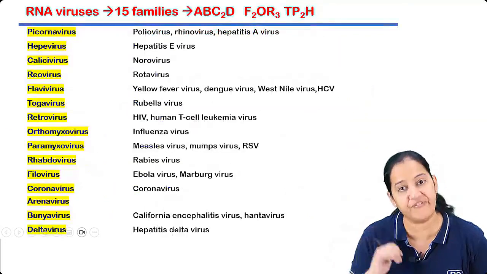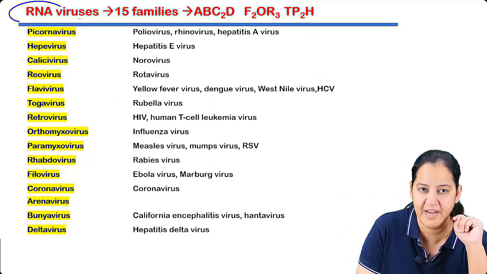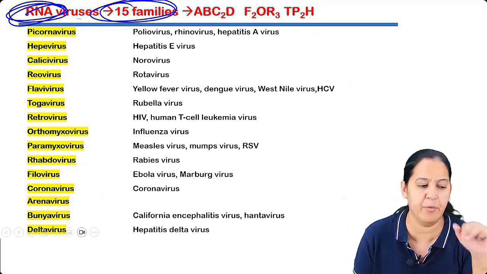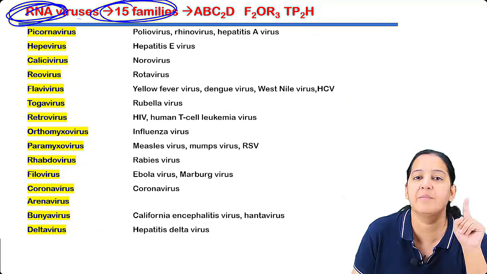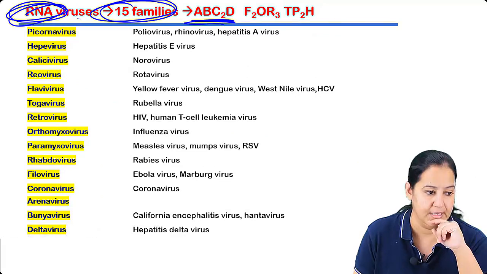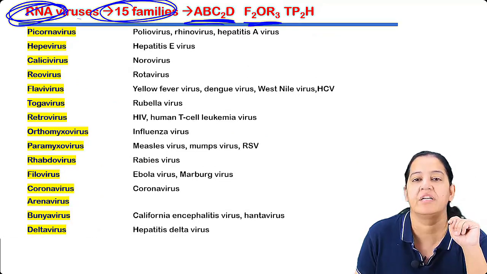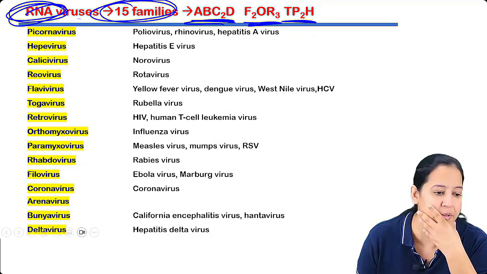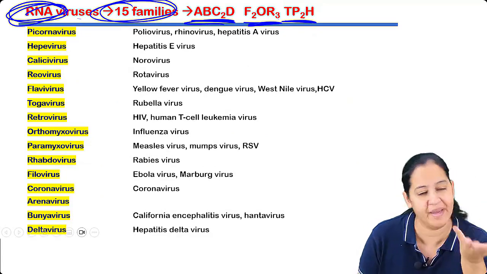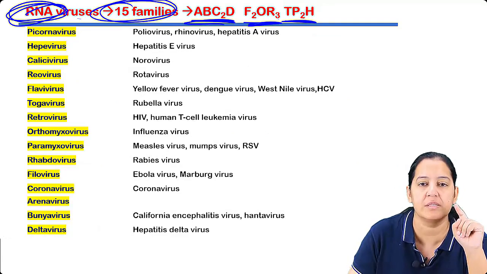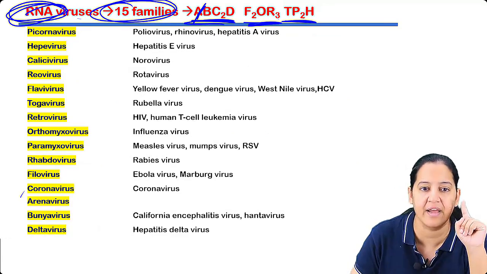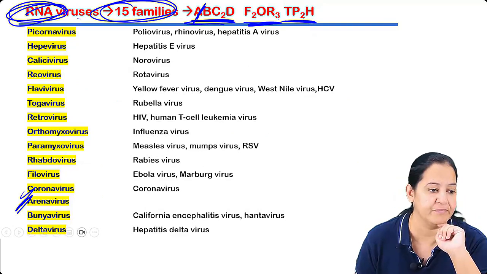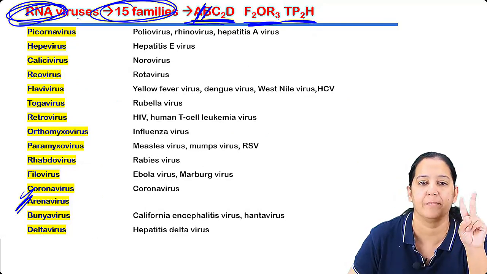There are 15 families of RNA viruses. I have a mnemonic for that. The mnemonic is ABCD FOR for TPH, or make it PTH, parathormone. So A is arena. The A there was adeno, and the A here is arena. B is bunya.